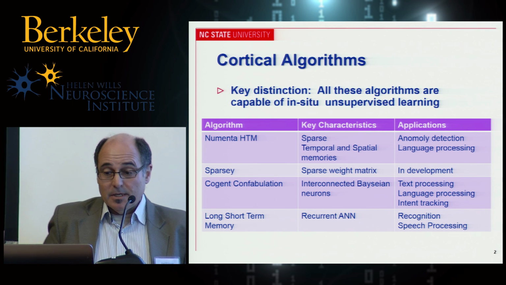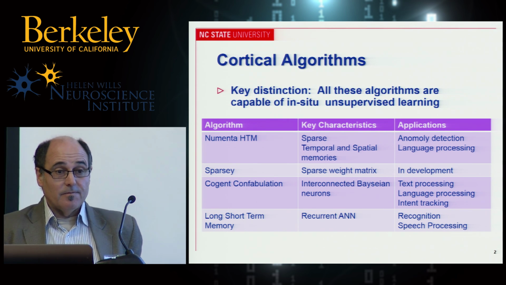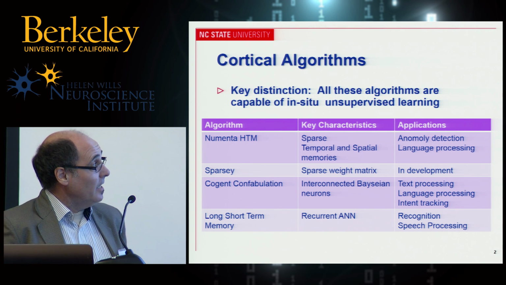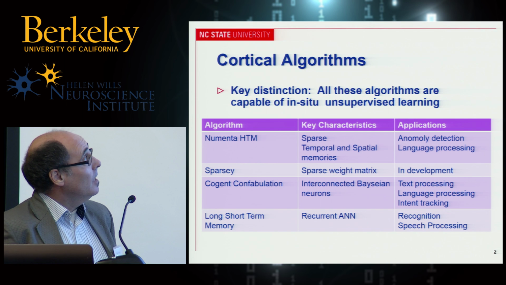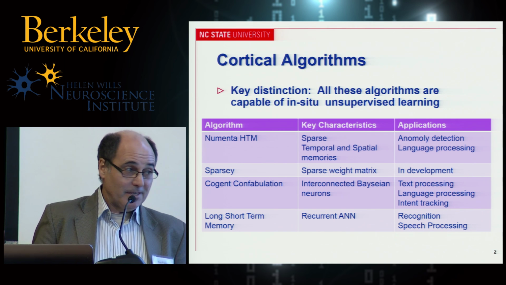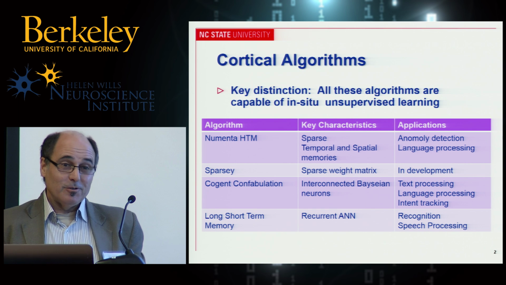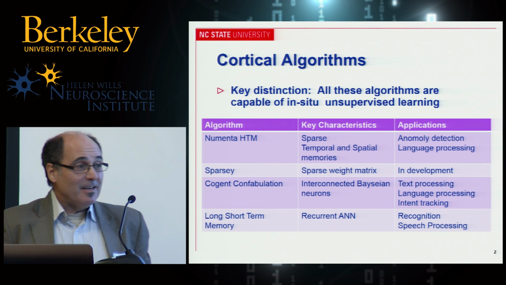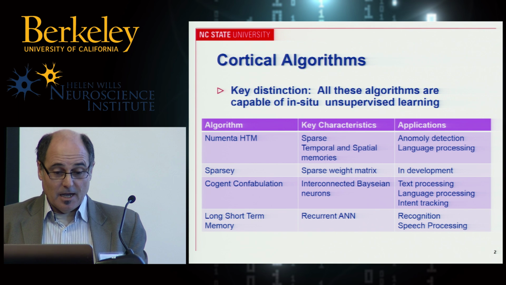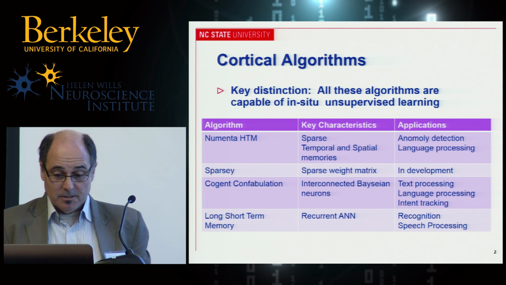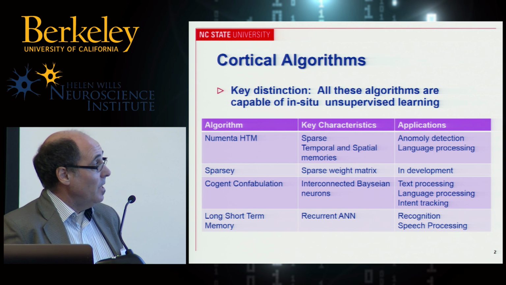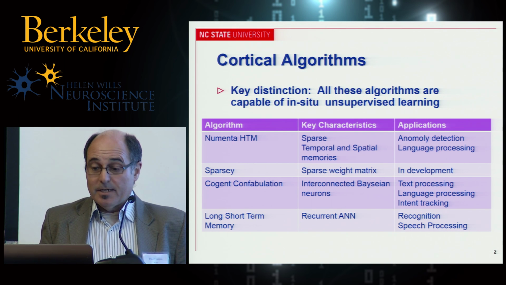What we've been doing is taking a set of algorithms that are enjoying success and building accelerators for them. So far, we've worked on Numenta HTM, which you'll hear about this afternoon, and SPARSI, which you'll hear about this afternoon, and building accelerators for those. We've also taken on tasks with a cogent confabulation, which is a Bayesian algorithm, and long short-term memory, which we're starting to look at now as well.